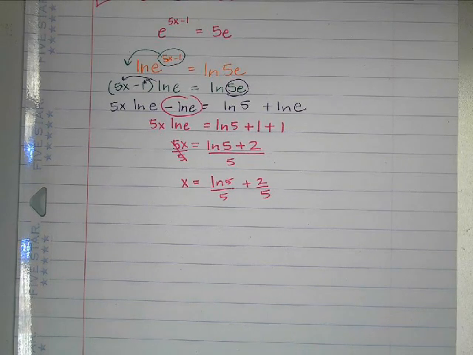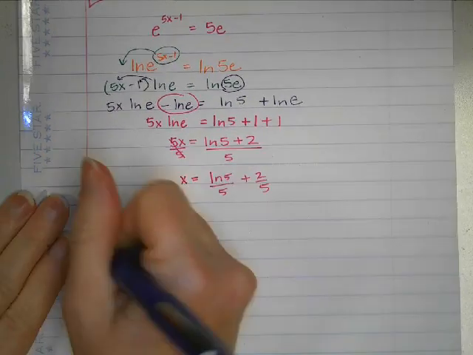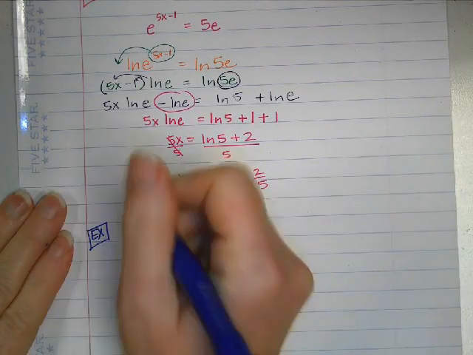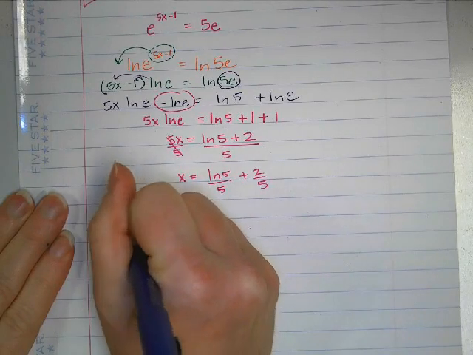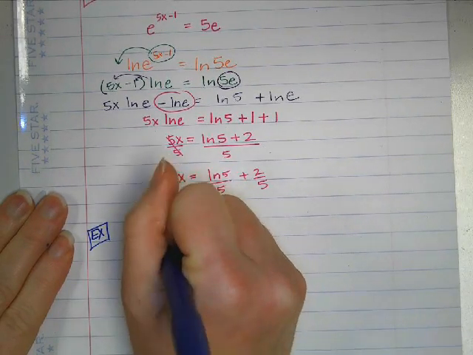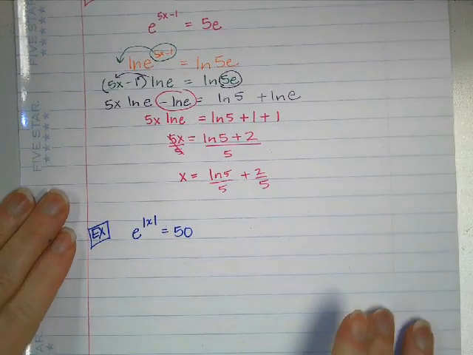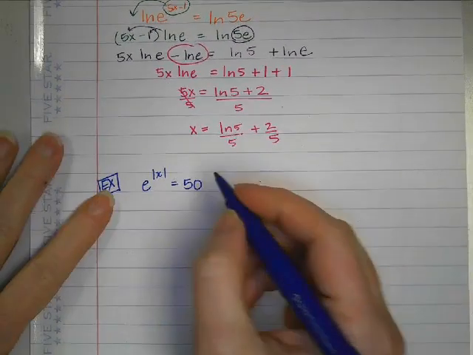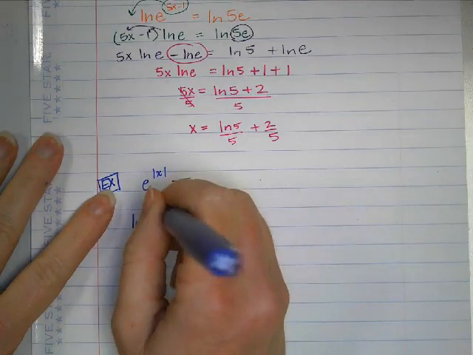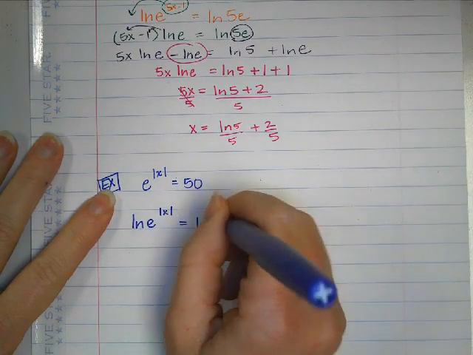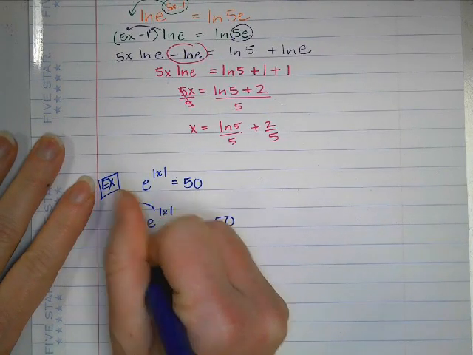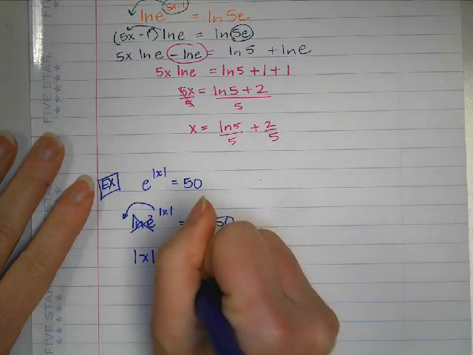All right, let's do one more. This one's pretty easy, but just to remind you of something we may not remember, then we move on to another thing. We're going to solve in the reverse way. So can I rewrite 50 with a base of e? No. So I'm going to write natural log on both sides. So natural log e to the absolute value of x equals natural log 50. That means my absolute value x gets to come to the front. Natural log e is 1, so it's gone. Equals natural log 50.